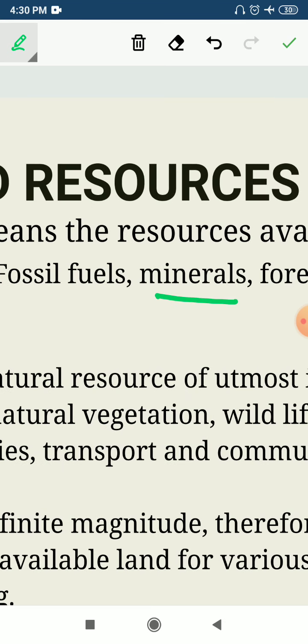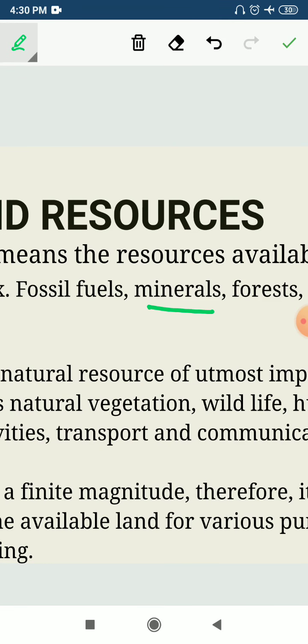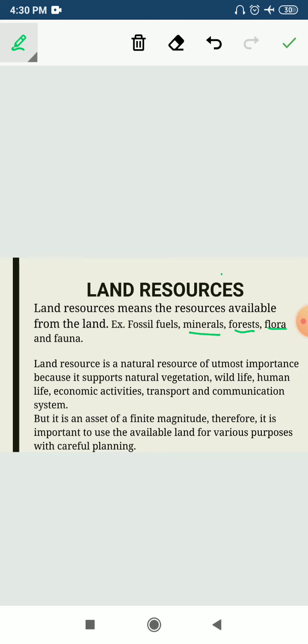The next is minerals. So minerals are naturally occurring substances which are generally solid, inorganic and have definite chemical composition. The examples of minerals are iron ore, quartz, silver, gold, etc. The next is forests, flora and fauna. So flora and fauna refers to plants and animals belonging to a certain region or an area.